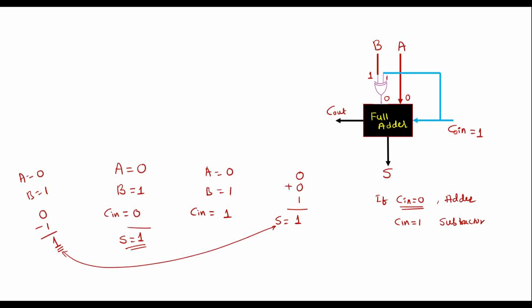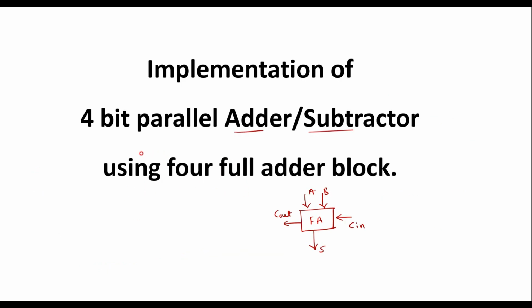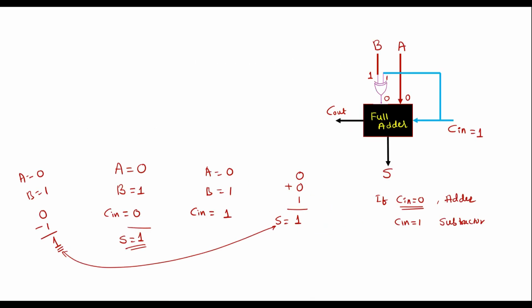So thus this Cin, depending on the Cin value, this circuit will act as either adder or subtractor. That is, if Cin is 0, it acts as adder, and if Cin is 1, it acts as subtractor. So according to the problem, we have to implement 4-bit parallel adder or subtractor using 4 full adder blocks. So now to implement this 4-bit adder, we have to use 4 same kind of blocks.